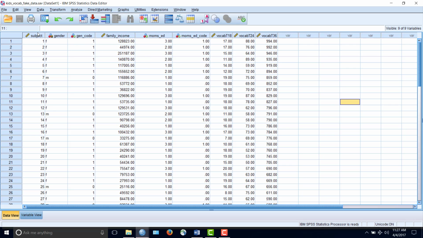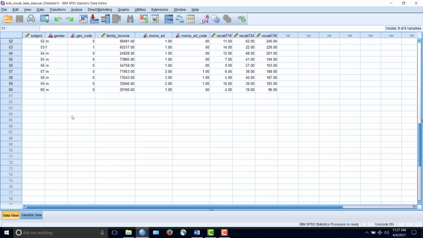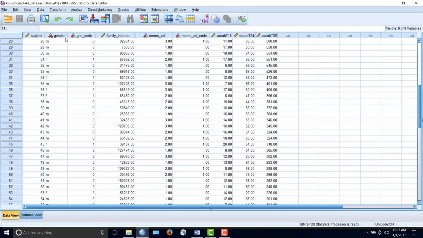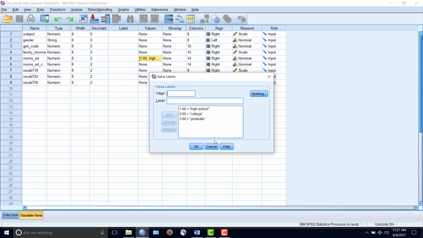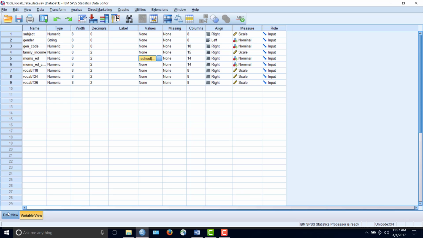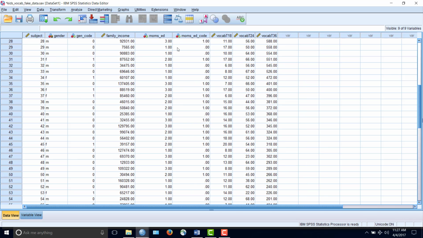want to remind you that in this data set we have 60 participants. They're male or female. This variable here is coded such that male equals 0, females equal 1. There's a variable here that corresponds to the family's income, the mom's level of education. And if you ever forget what the coding scheme is, you can go in here under the variable view, and you can see that 1 equals high school, 2 is that the mother had gone to college, and 3 is that they had some graduate training.